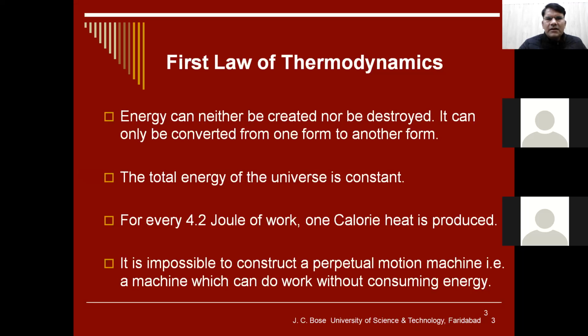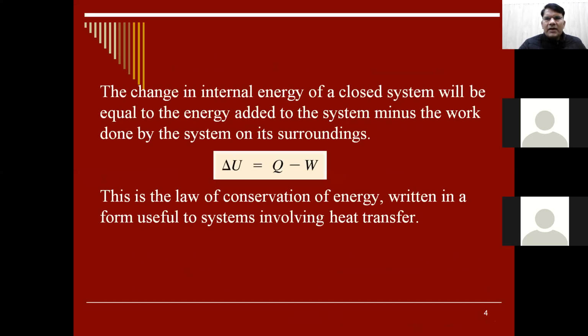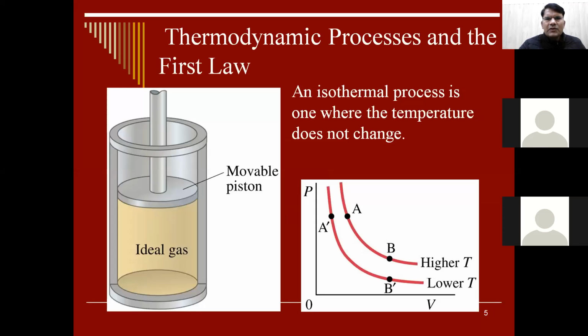In another way, we can state it like this: for every 4.2 joule of work, 1 calorie of heat is produced. Another statement of the first law of thermodynamics is that it is impossible to construct a perpetual motion machine, that is, a machine which can do work without consuming energy. So if some amount of work is to be done by the system, definitely some amount of energy will be consumed from the system. If you want to restore that energy, then either it should be supplied from the outside, or in case metabolic activities are concerned, you have to supply it in the form of food. That we have discussed.